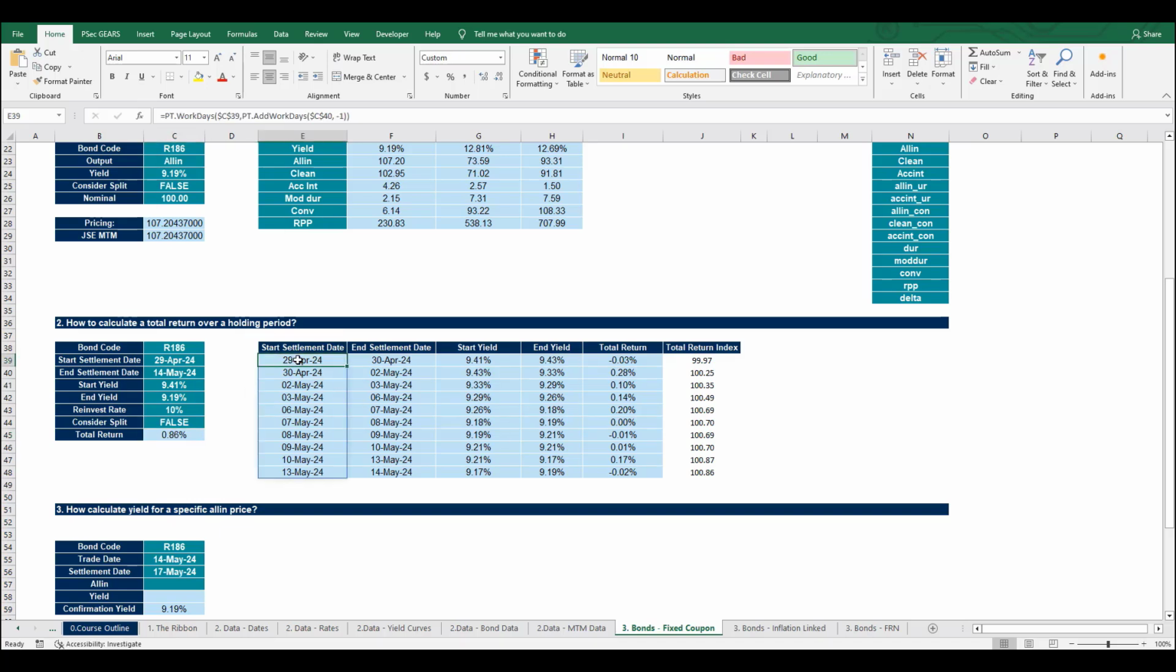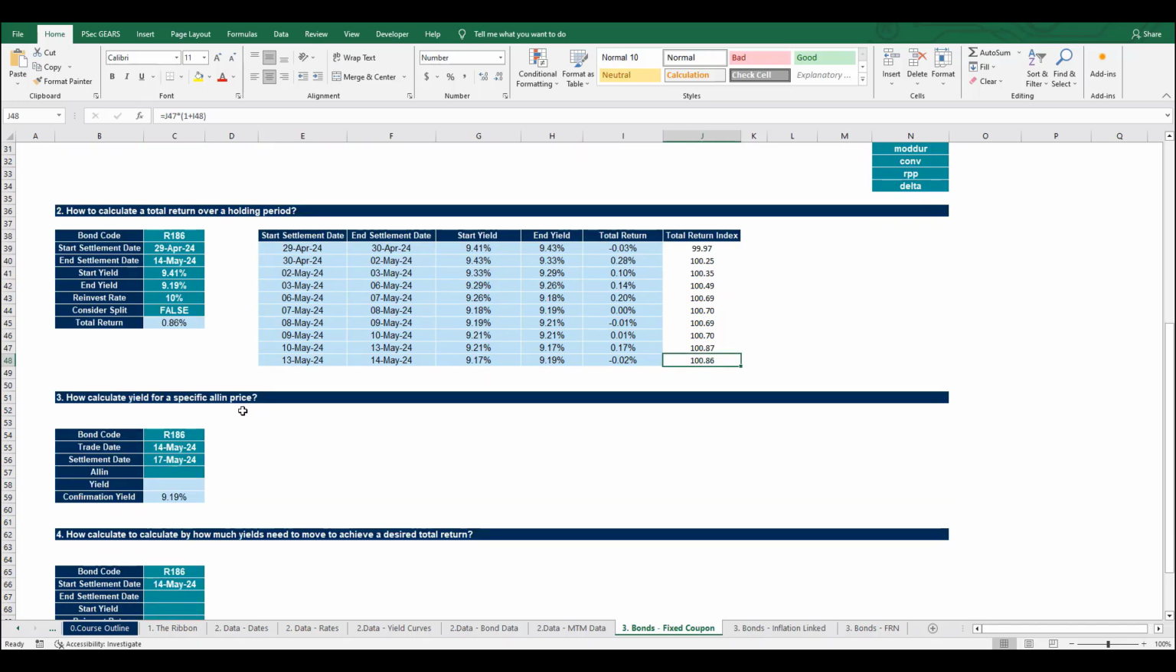And in this block, if you download this Excel workbook, you can just verify the total returns. So here we are calculating the total return for each day individually and then chain linking it. And we can see that the total return was 0.086. So this matches with our total return here.